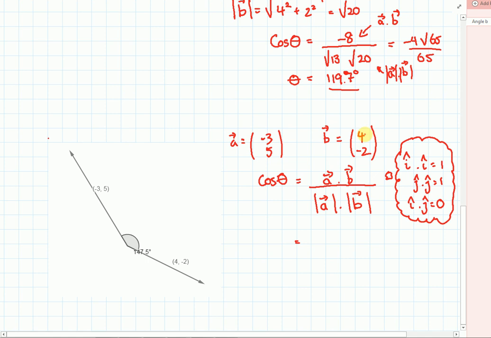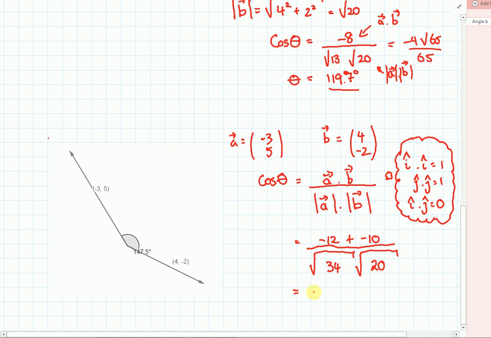So multiply these two numbers together on the top, it gives me minus 12, and I add to that the 5 times minus 2, which is minus 10. Divide that by the square root of 9 plus 25, so 34, multiplied by the square root of 20 again.